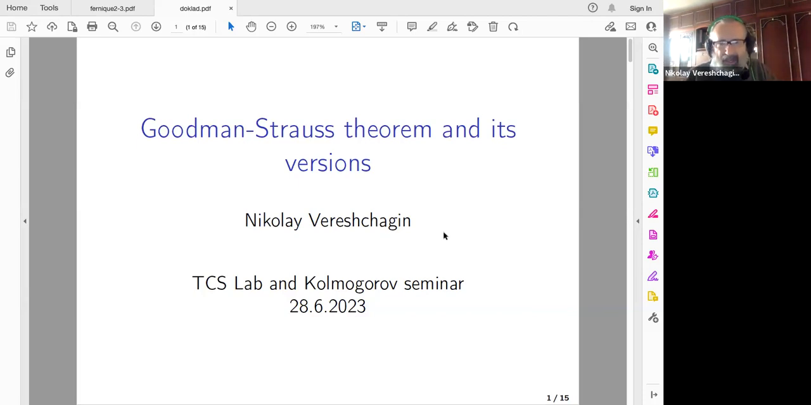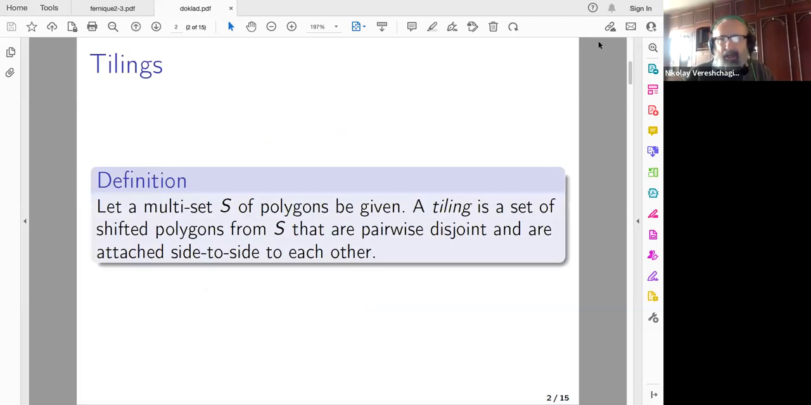We will consider tilings of the plane by polygons. So assume that those polygons are given, and I say that we have a multi-set of polygons, meaning that some polygons from the set can have the same shape. So geometrically they are the same polygons, but we still distinguish them, for example, by putting colors on different polygons.